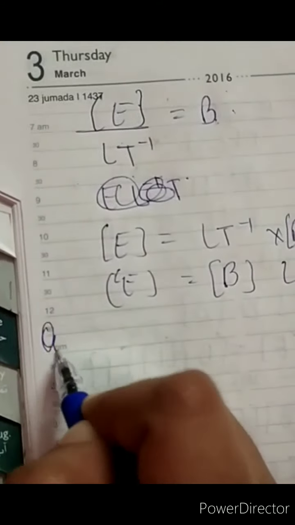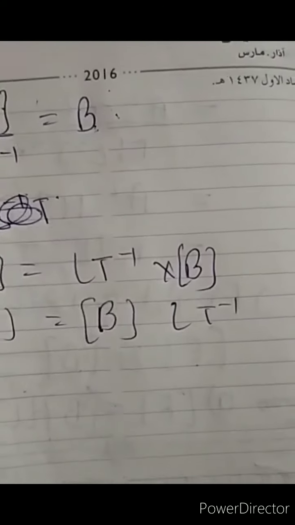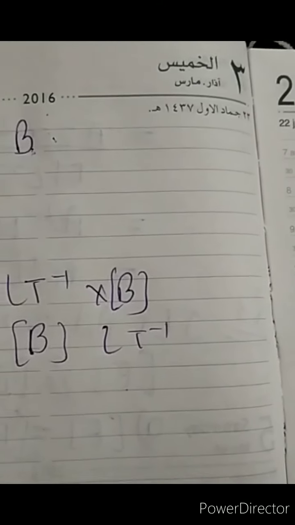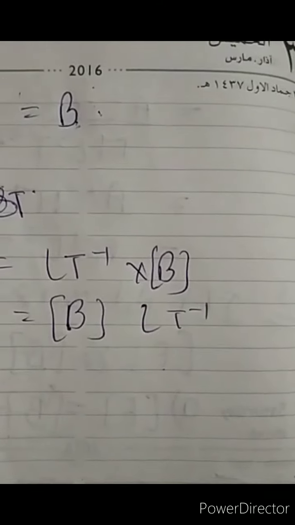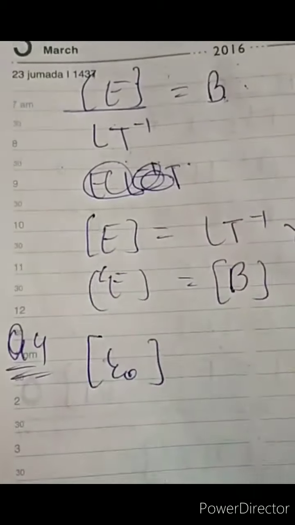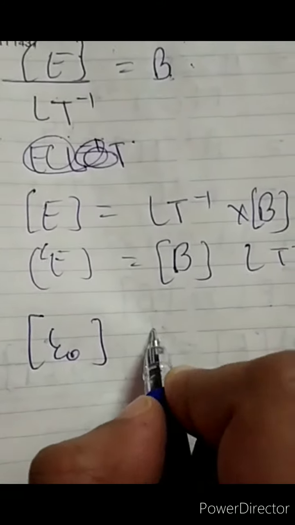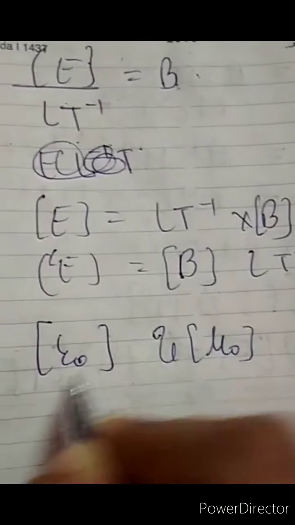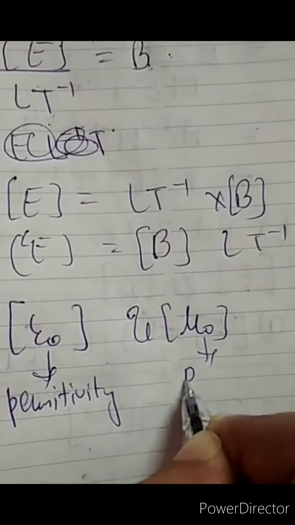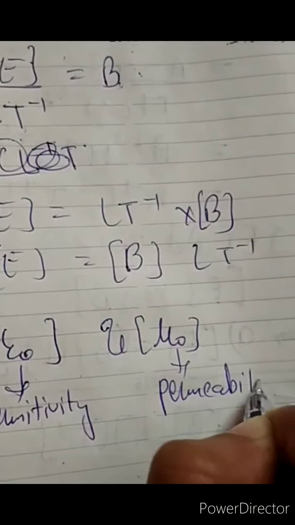Let's take one more question. Last question, question number 4, I think. Again, this is a JEE Advanced 2018 question, and it says if epsilon 0 and mu 0 represent the dimensions of permittivity and permeability of free space. Look, they have already given these as dimensions, so don't just expand them in terms of MLT form. Epsilon 0 represents permittivity, and mu 0 represents permeability of free space.